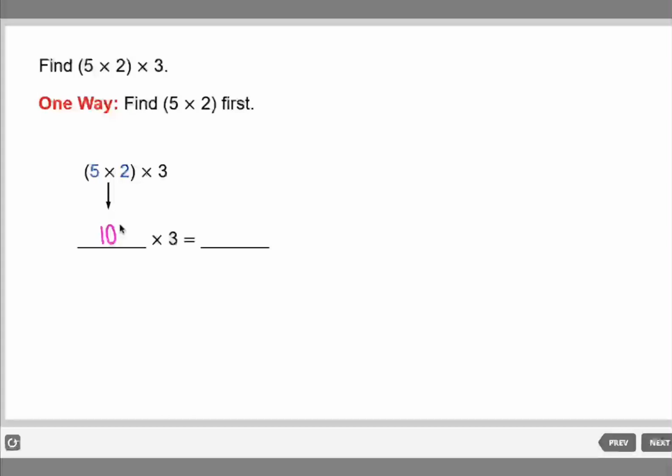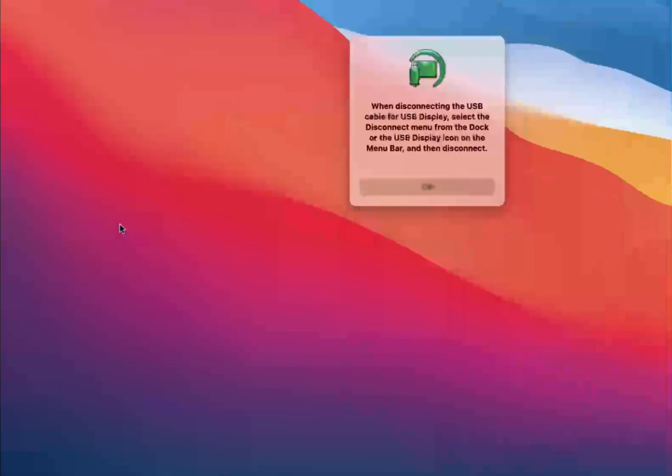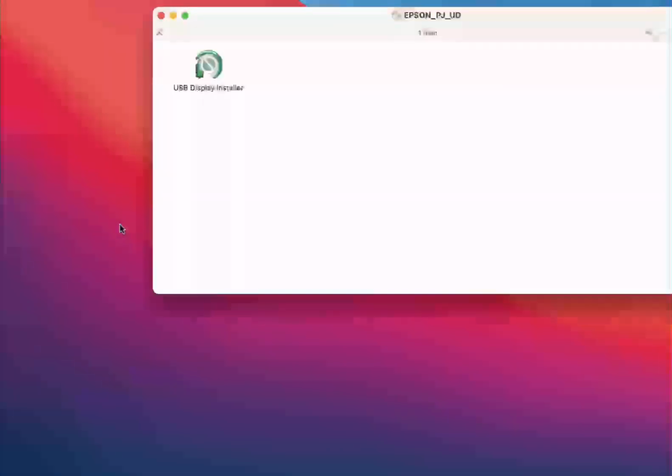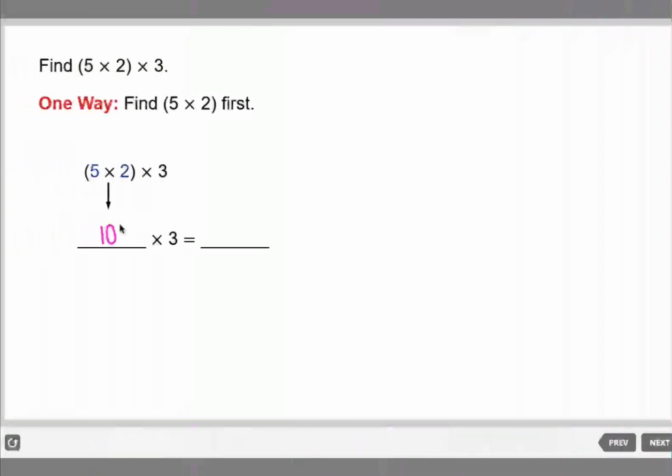I see what happened. Just a second. I think it's a problem with the socket that I'm using. It keeps disconnecting. I will try not to touch it.